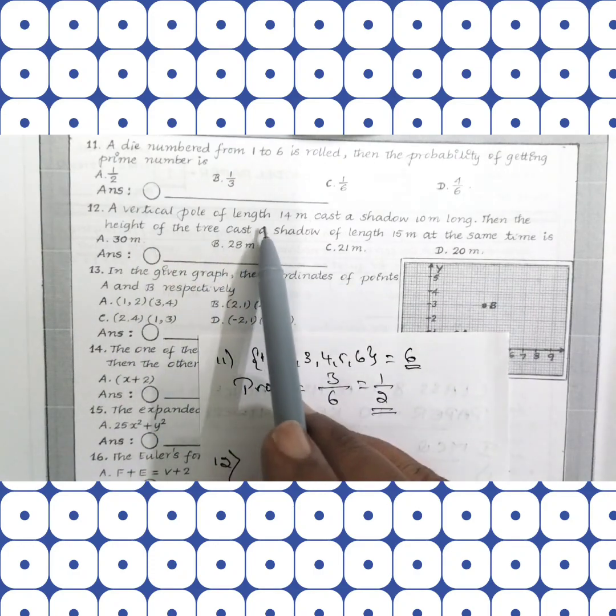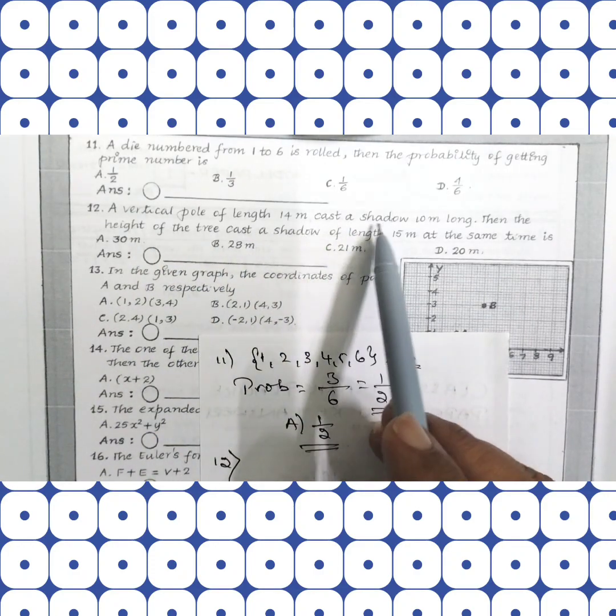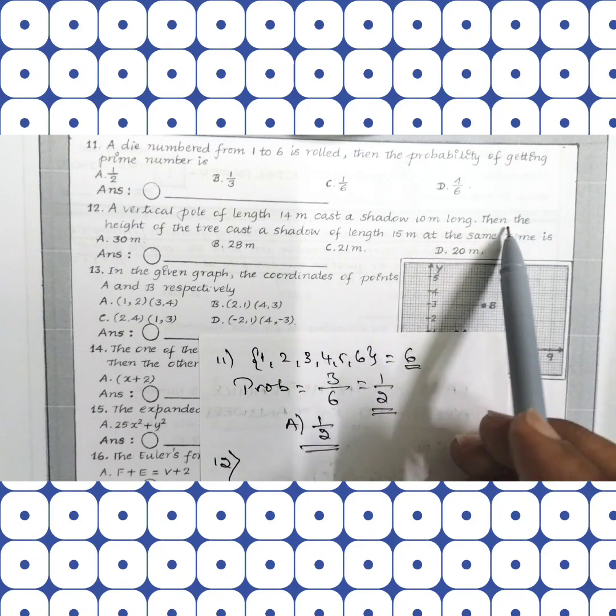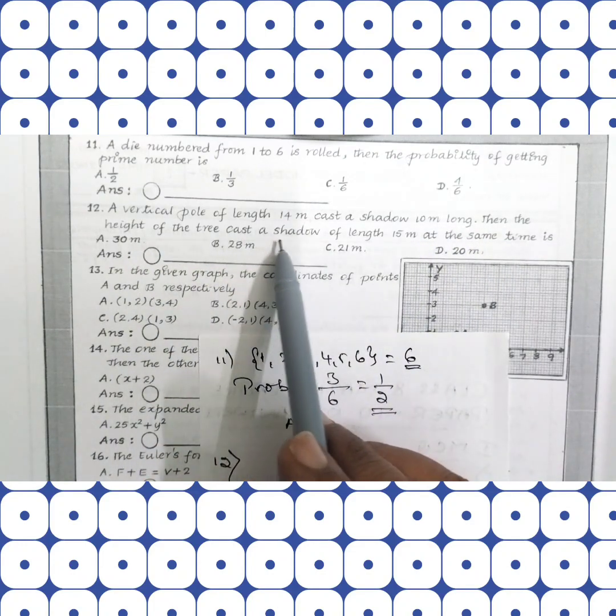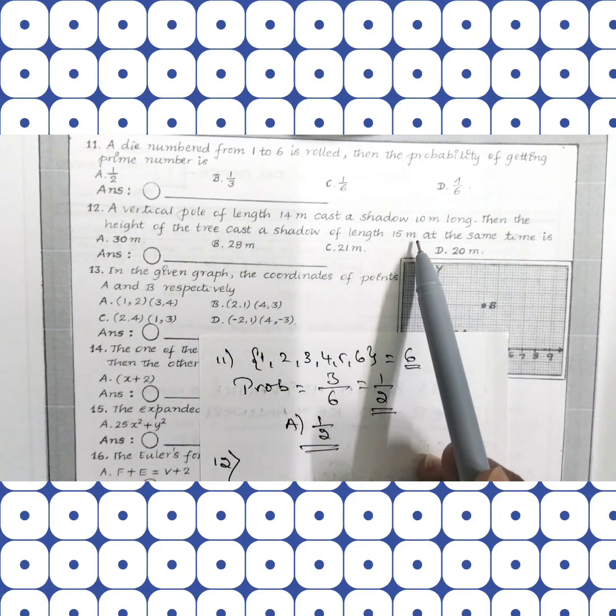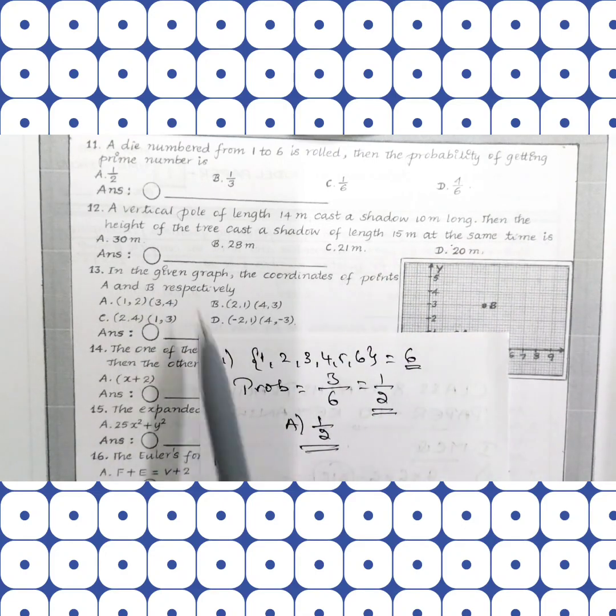A vertical pole of length 14 meter casts a shadow of 10 meter long. Then the height of the tree which casts a shadow of length 15 meter at the same time is dash.